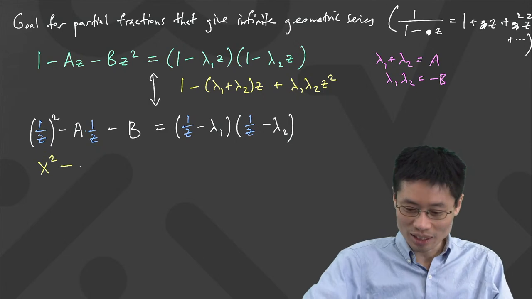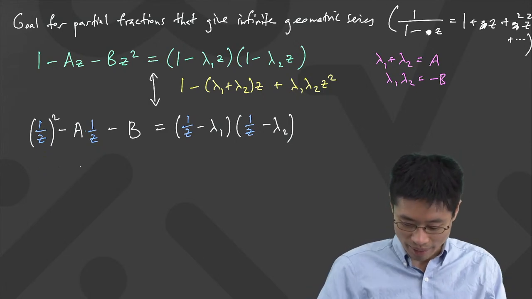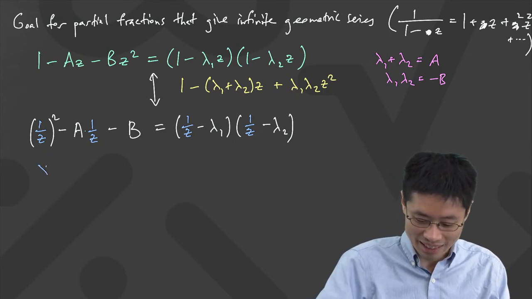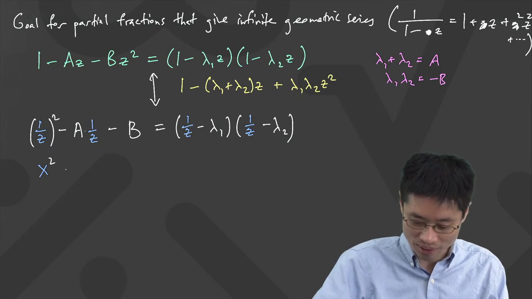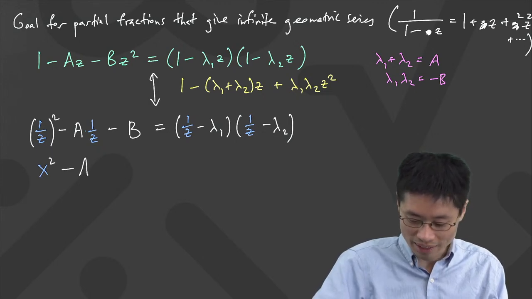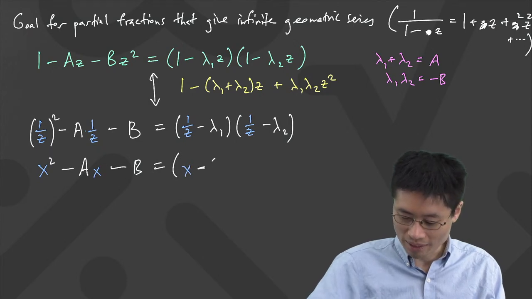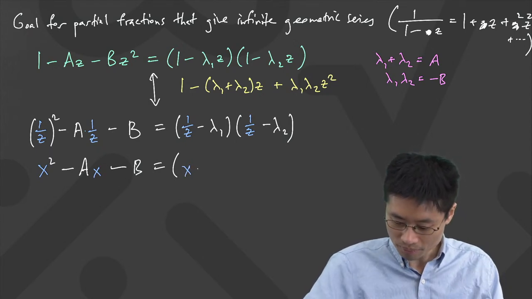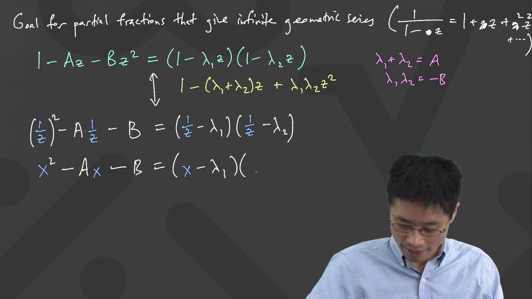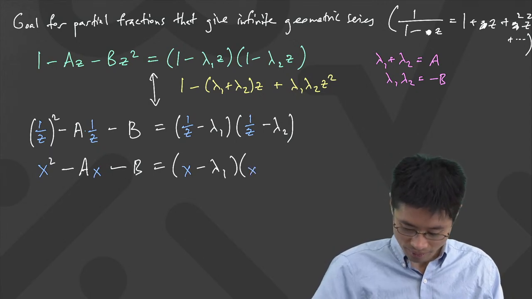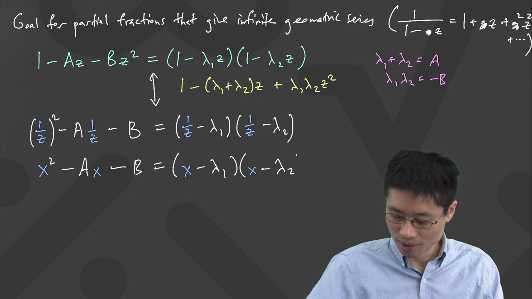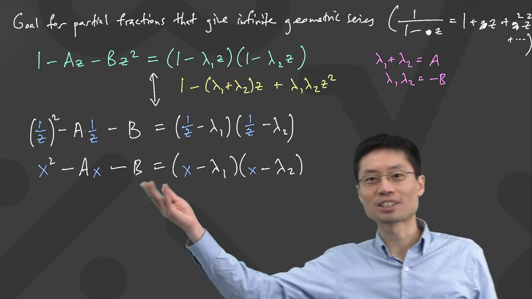Yes. Oh, let's use the same blue, okay? So I'm going to make the, okay, we called it x now. That's fine. I actually do that in my own notes too. So it's x squared minus a x minus b is equal to x minus lambda 1 and then the same x minus lambda 2. You've seen that before. That's called factoring a quadratic.